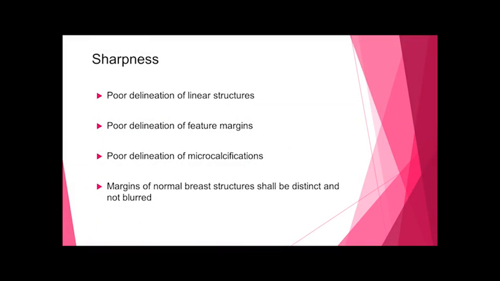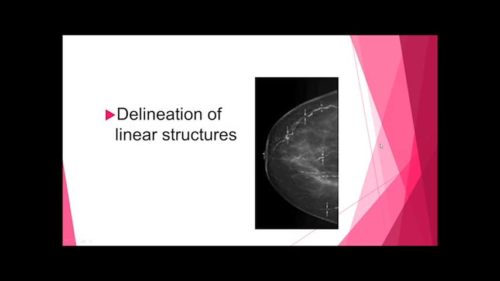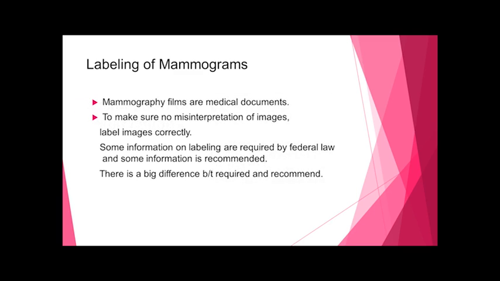Let's talk about sharpness, poor delineation of linear structures, feature margins, microcalcifications. Margins of normal breast structure shall be distinct and not blurred. Here's an example of delineation. It's not even motion, it's just not sharp. These are some linear structures in the patient's breast. They're all benign, but it's not sharp at all. You can see with these coarse calcifications that it's not sharp. It's not blurry, it's just not sharp. It could even be a malfunction of the equipment.